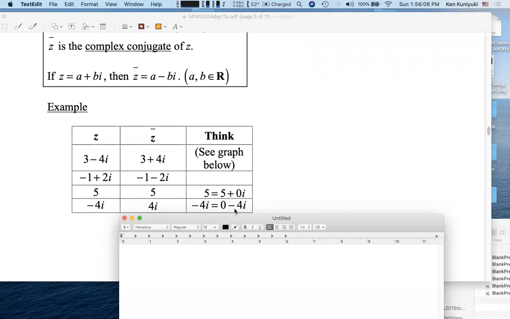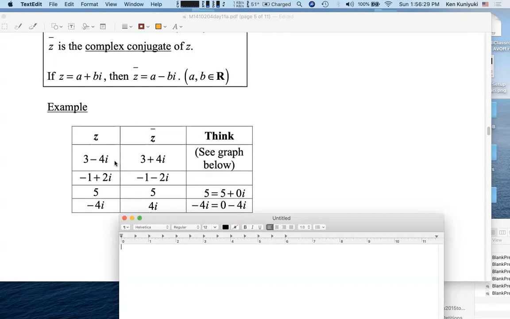By the way, in some books, when they write out numbers as complex numbers, they sometimes write 5 as 5 plus 0i and negative 4i as 0 minus 4i. I won't require that, but some books go into overkill and they actually do that. It's a very explicit standard form.